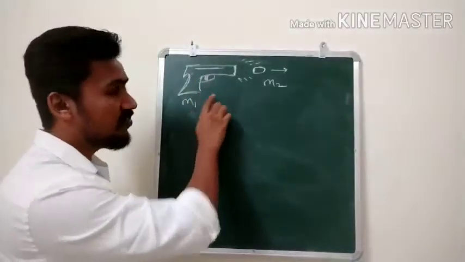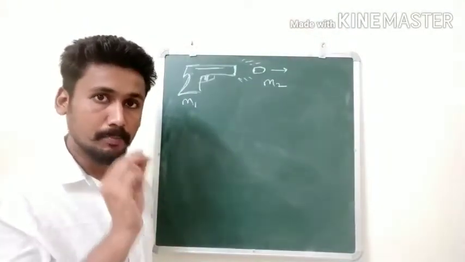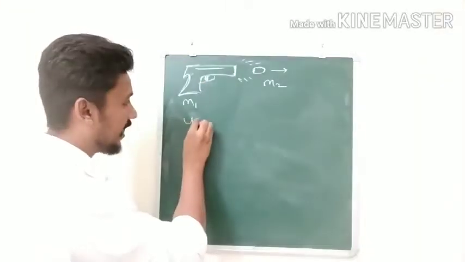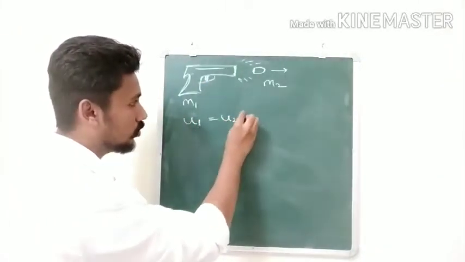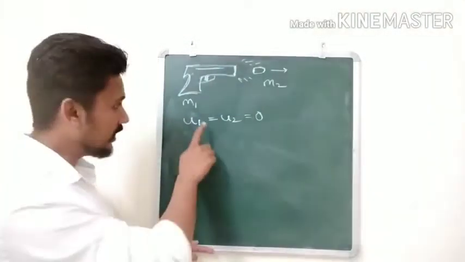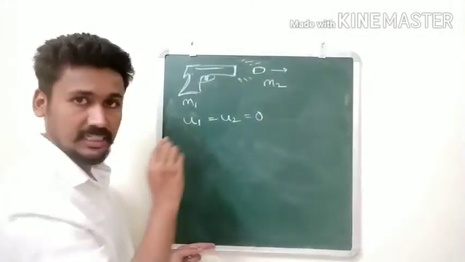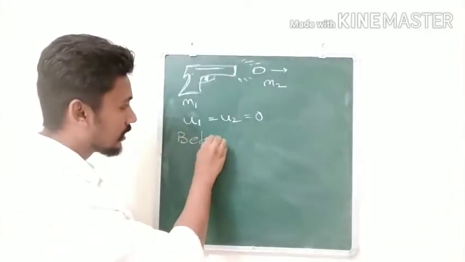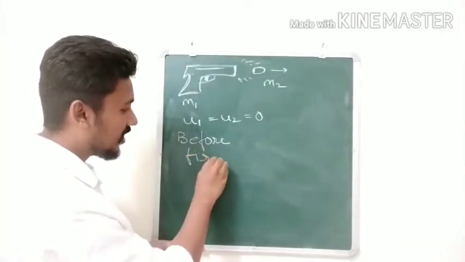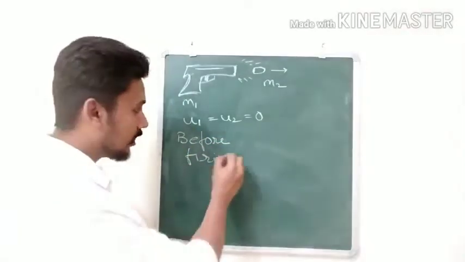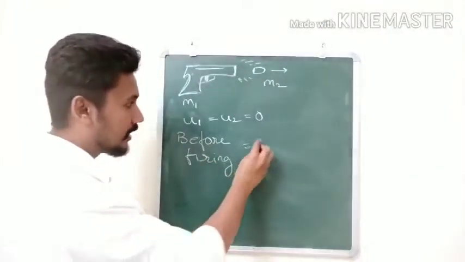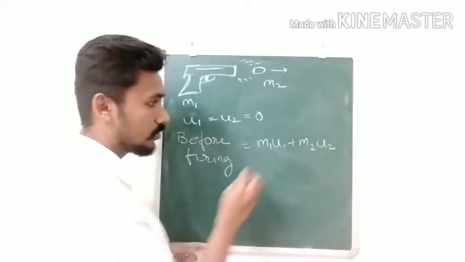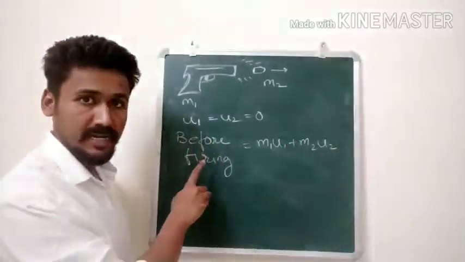Before the gun is fired, both the gun and the bullet are at rest, right? So before the gun is fired, we can write U1 equals U2 equals 0. So the initial velocity of both the objects is 0. Before firing, how much will the total momentum be? You will use the formula M1 U1 plus M2 U2. This gives the total momentum before firing.